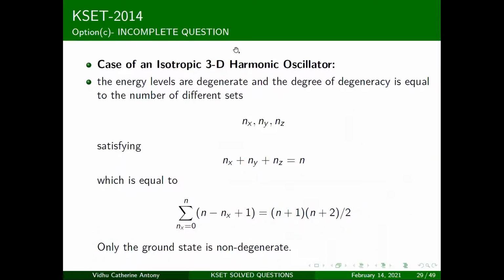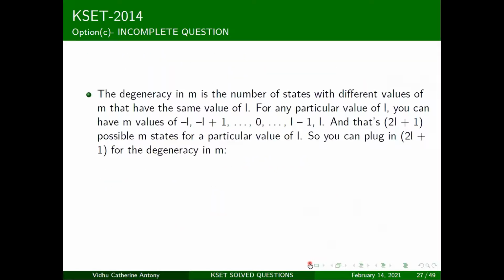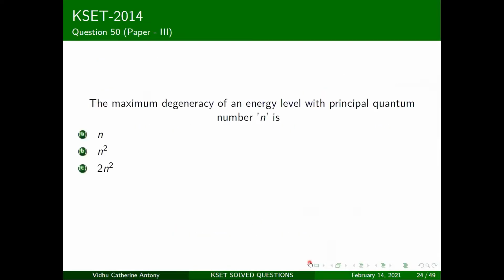Okay, so let's go back to the question because I think I talked a lot about the details here. The maximum degeneracy of an energy level with principal quantum number n is what? You have n squared, 2n plus 1, 2n squared, and 2n squared plus 1. You do realize that the maximum degeneracy, if you include the case of the three-dimensional isotropic harmonic oscillator, or the case of the hydrogen atom, you do find that you have 2n squared, which is the maximum value.